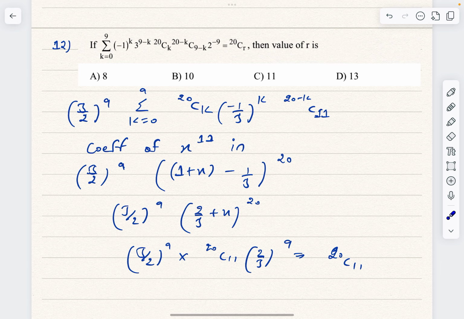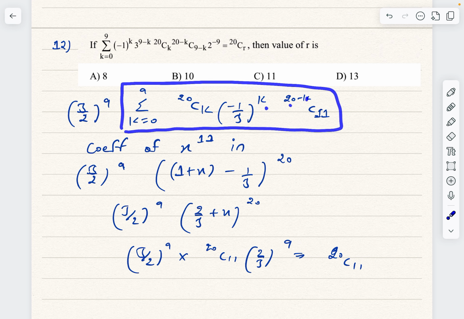See what you can do here. We have 3 power 9 and 2 power minus 9. Just take this outside. You get (3 by 2) raised to power 9. Summation k from 0 to 9, this 20Ck and (minus 1) power k, 3 power minus k will become (minus 1 by 3) power k. And next, this is (20 minus k)C(9 minus k). We can also write as (20 minus k)C11. So this finally is just k from 0 to 9, 20Ck (minus 1 by 3) power k, (20 minus k)C11.